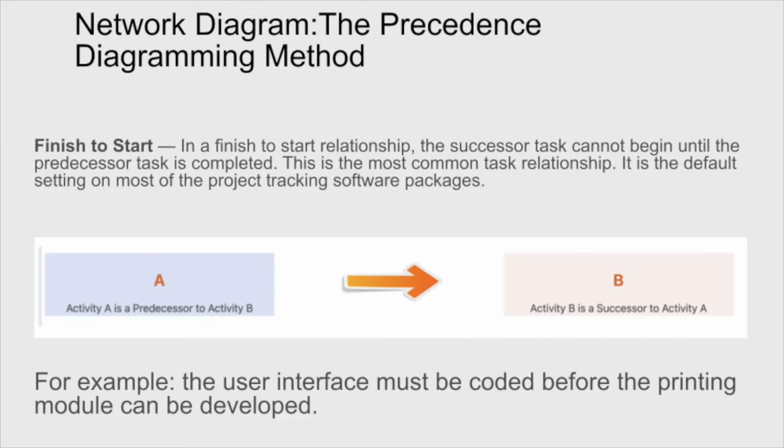The first type is the one that really is most common. That's the finish to start. And effectively, the finish to start says, look, you can't start the next item, we'll call it activity B, until you finish the first item, we'll call it activity A. So activity A has to be completed before moving to activity B.